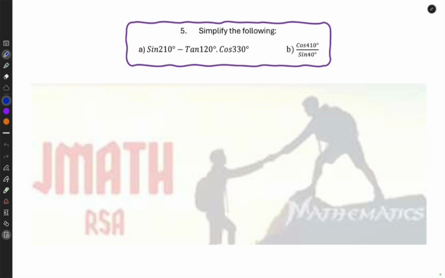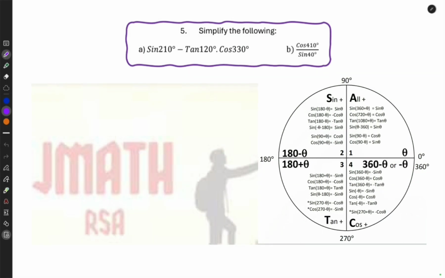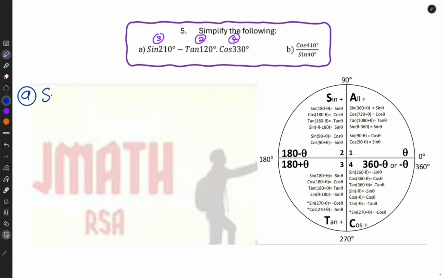So the first thing I'm going to do if I see a question like this, I know it's reduction. I'm just going to write the quadrants to make it easier for myself. So I know this is bigger than 180, so this is quadrant 3, that is quadrant 2, and that is quadrant 4. Now my brain knows that I can rewrite this first one as sine 180 plus. Okay, so 180 plus. If the answer should be 210, I need to plus 30 in there.